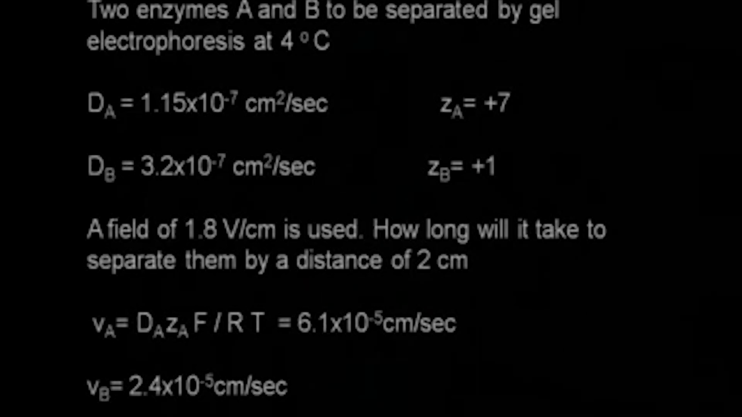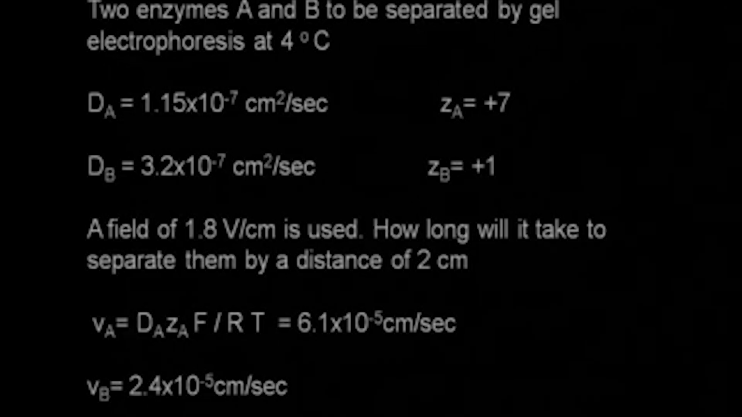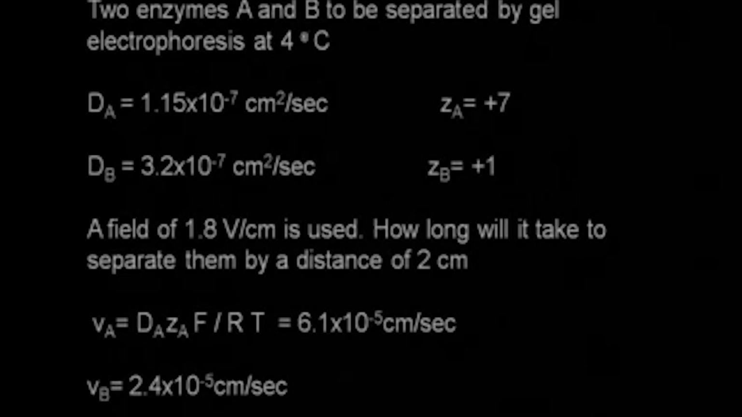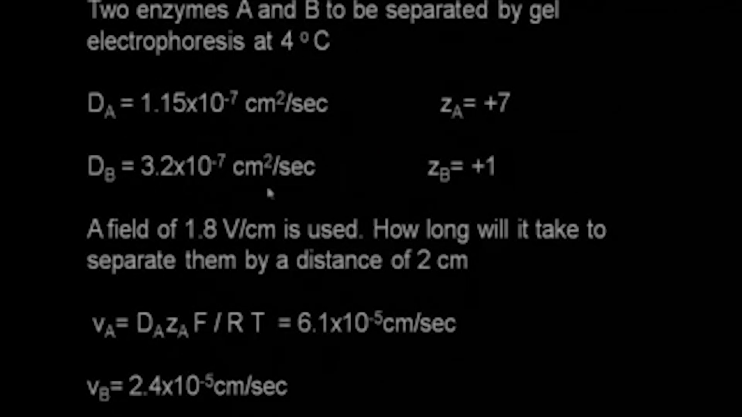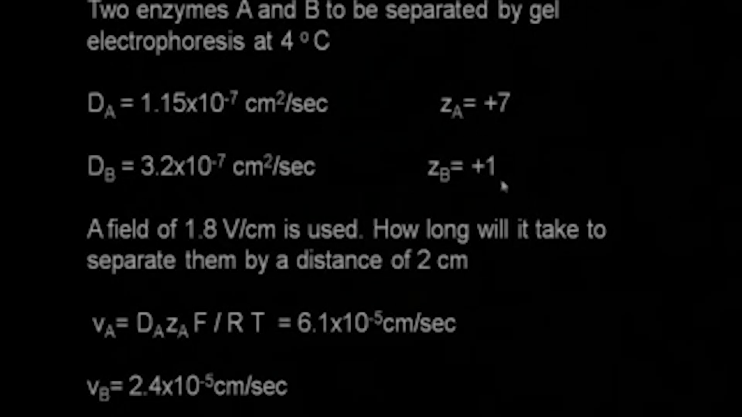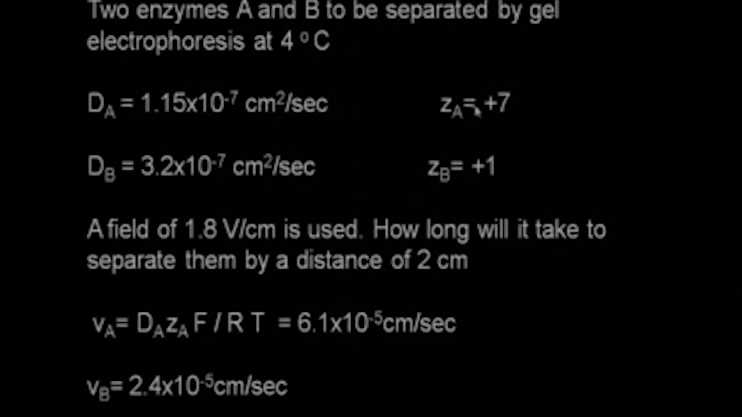Okay, let us look at a small problem using this approach. I have 2 enzymes A and B to be separated by gel electrophoresis. Generally we use this particular approach, electrophoresis, for separating proteins. I am doing it at 4 degrees centigrade. Now the diffusion coefficient of enzyme A is this much, the diffusion coefficient of enzyme B is this much, that means A has a higher diffusion coefficient than B. Now this one has a higher charge, see, this has 7, this has only 1. So because of charge this protein may move faster, but because of diffusion coefficient the other protein will move faster.